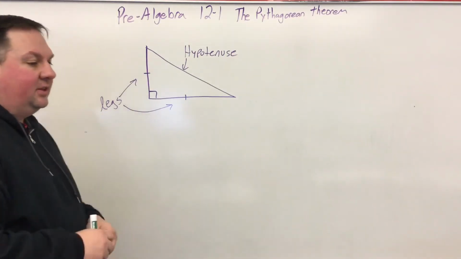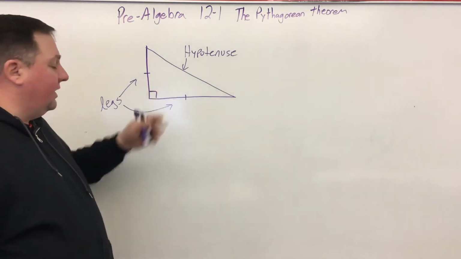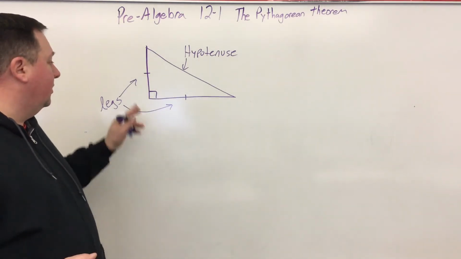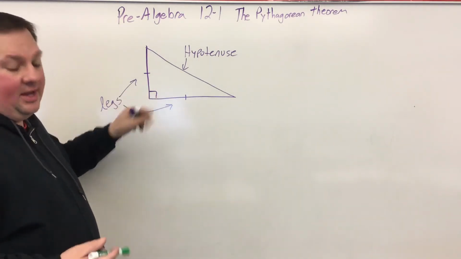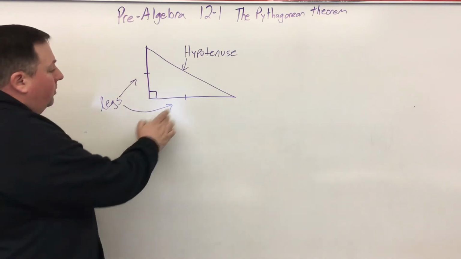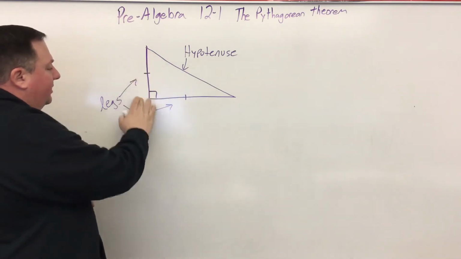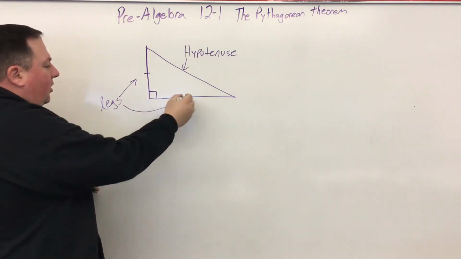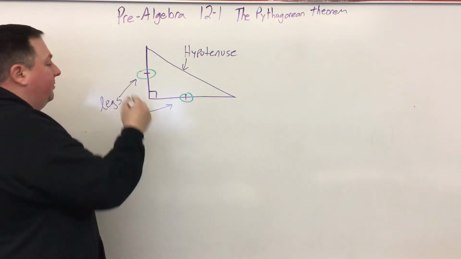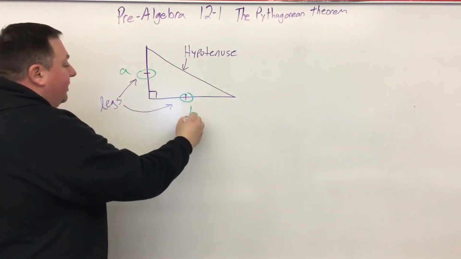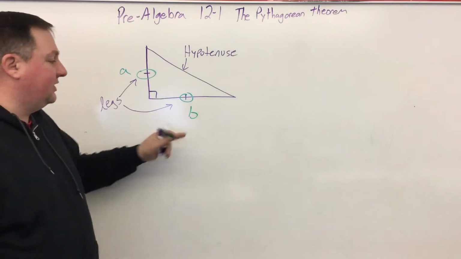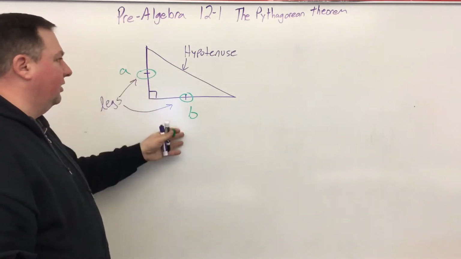So the Pythagorean Theorem basically deals with right triangles. So here's a right triangle, here's your 90-degree angle. The two parts that meet perpendicular and form that right angle are called your legs. And those are going to be A and B. Doesn't matter which side's A, which side's B, just as long as those are your legs.